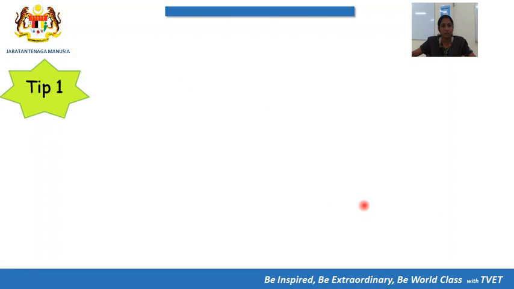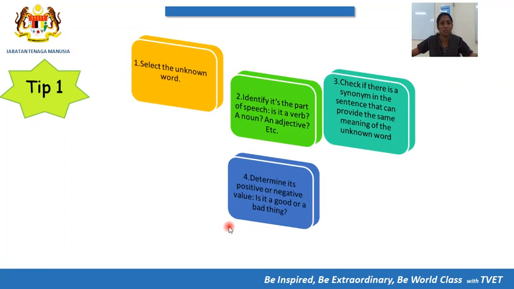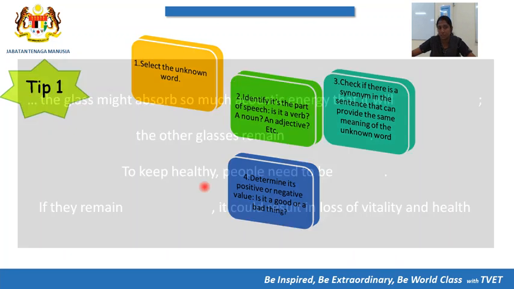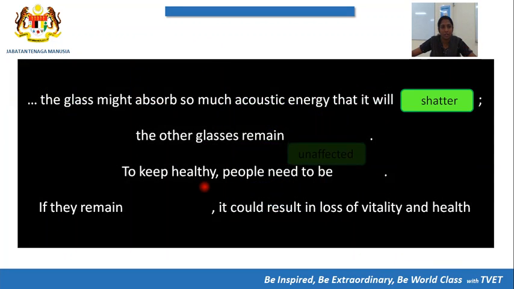So, tip number 1. Select the unknown word and identify what the part of speech is: verb, noun, adjective, etc. Then check if there is a synonym in the sentence that can provide the same meaning of the unknown word. And the last, determine its positive or negative value, whether it is a good or bad thing. Okay? So this is tip number 1. So let's look at the example here.